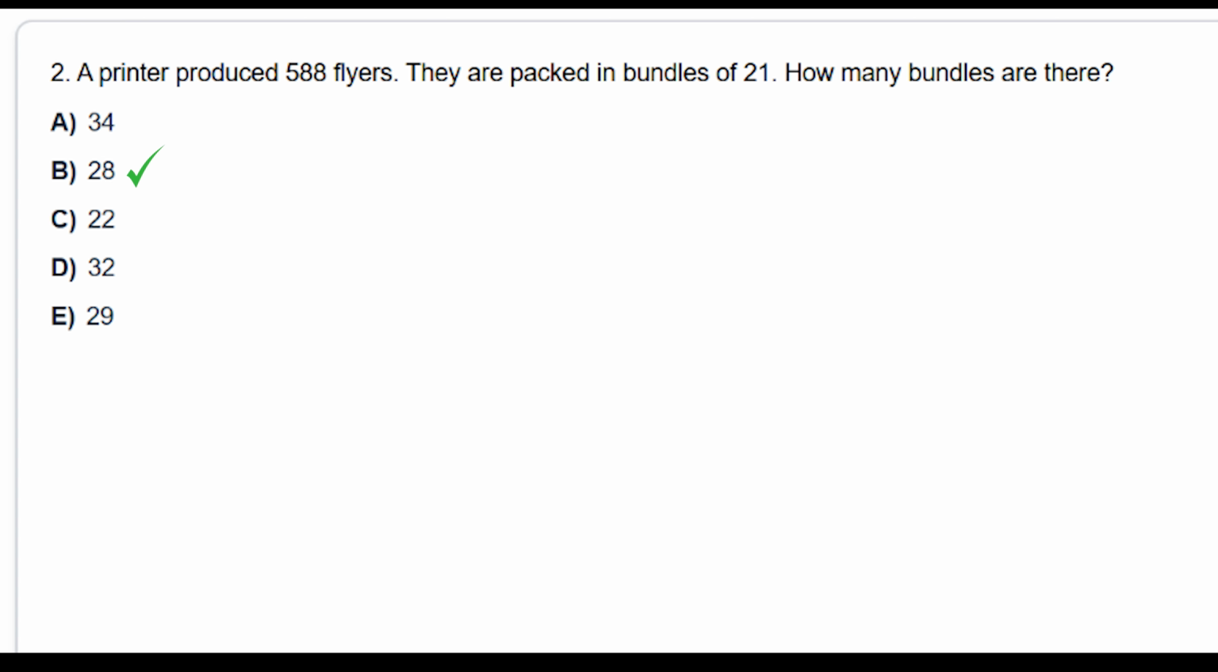Since the flyers are packed in bundles of 21, we divide 588 by 21. When we divide, we find that 21 goes into 588 exactly 28 times. So, there are 28 complete bundles of flyers.